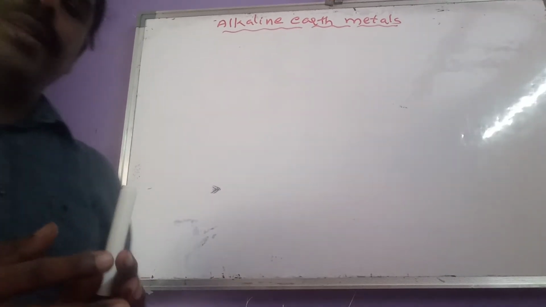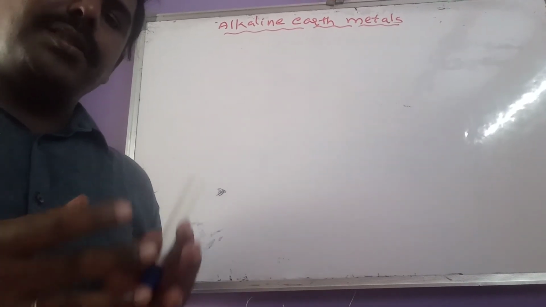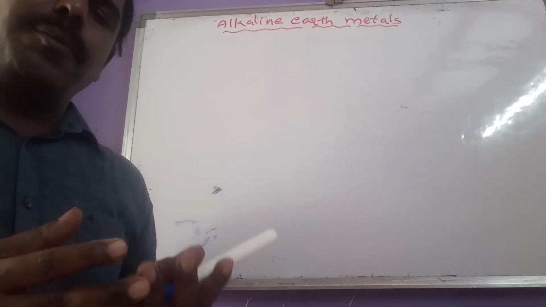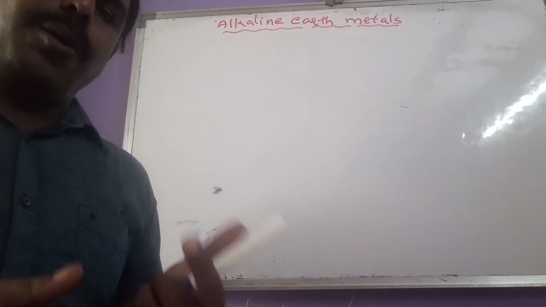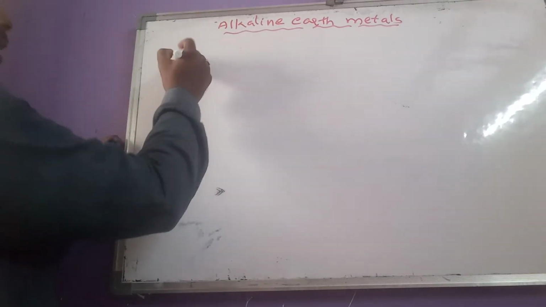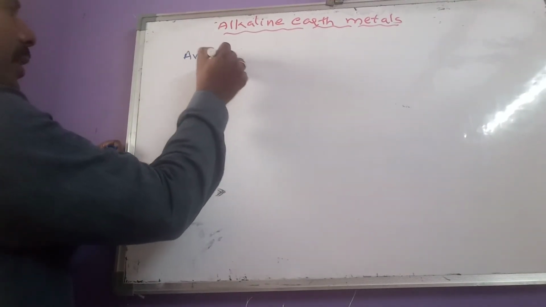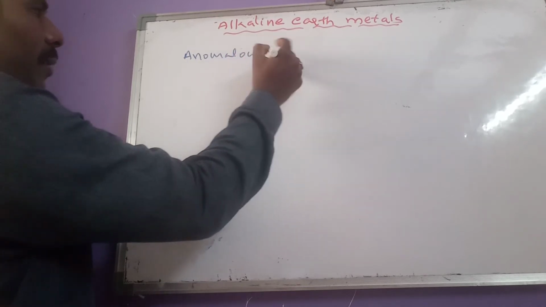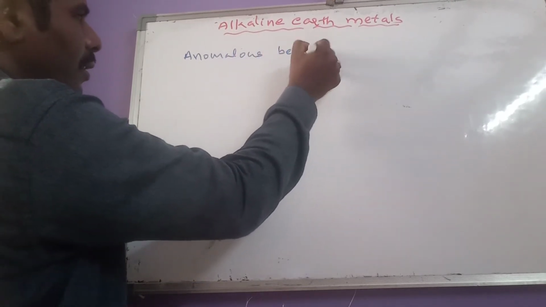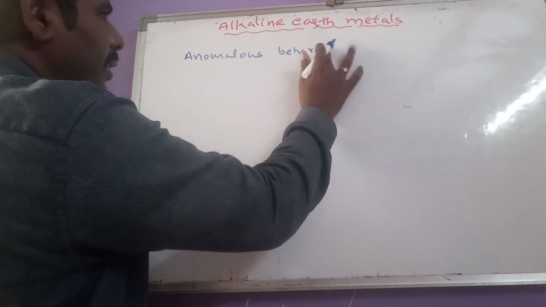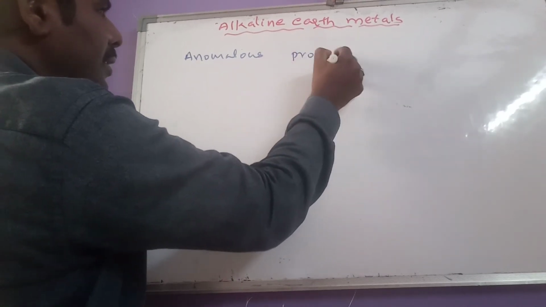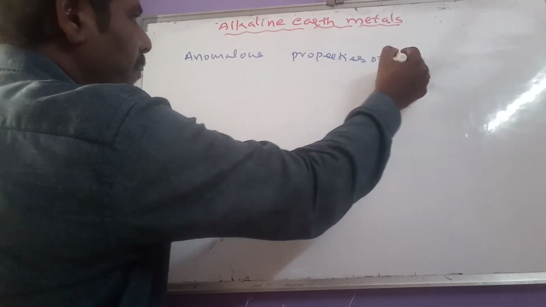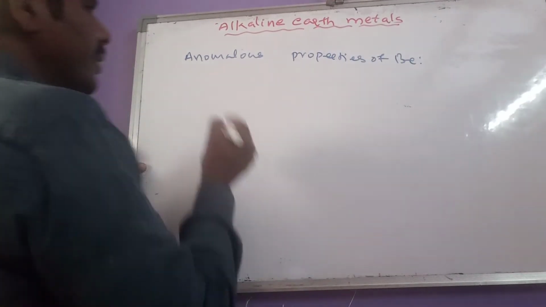These are some general properties of alkaline earth metals. And of course, in alkaline earth metals, the first element, beryllium, shows some anomalous properties. So now let us see the anomalous behavior of beryllium. What are its anomalous properties? Let us see that.